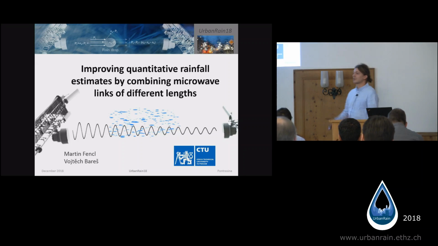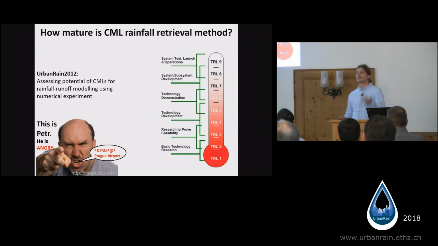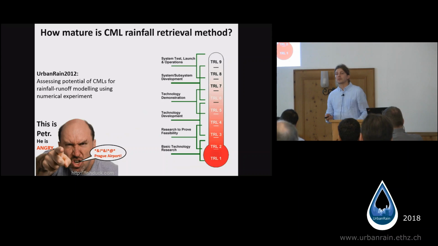Good morning. So I will continue on this microwave, and I will tell you something about the systematic errors which are influencing microwave links. I was actually talking about microwave links also 2 years ago and also 6 years ago, which was my first year of PhD. And 6 years ago, we were presenting here some numerical experiment with some microwave link data, trying to find out what is the potential for urban rainfall monitoring.